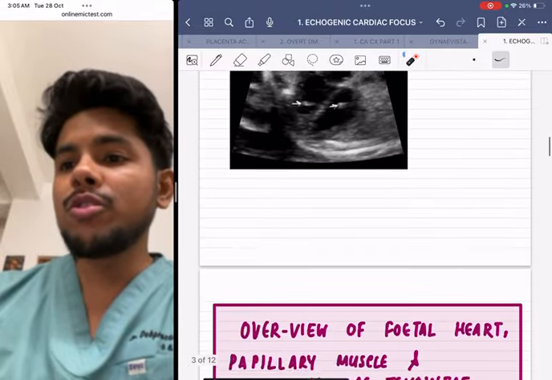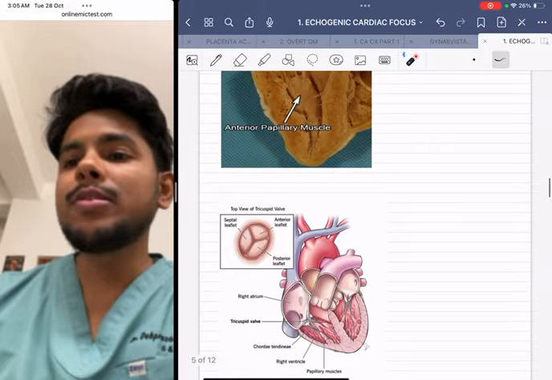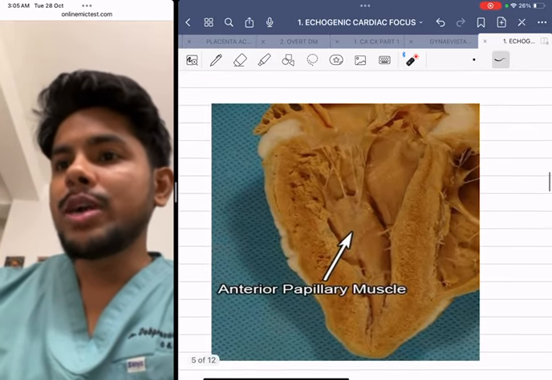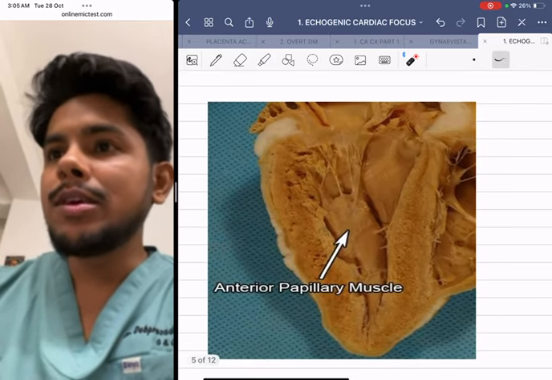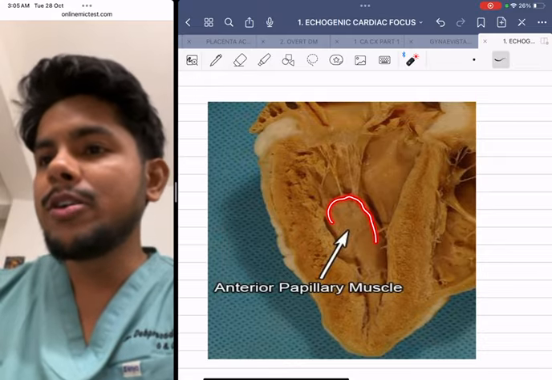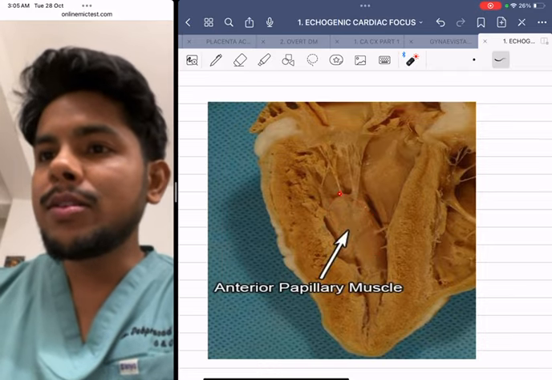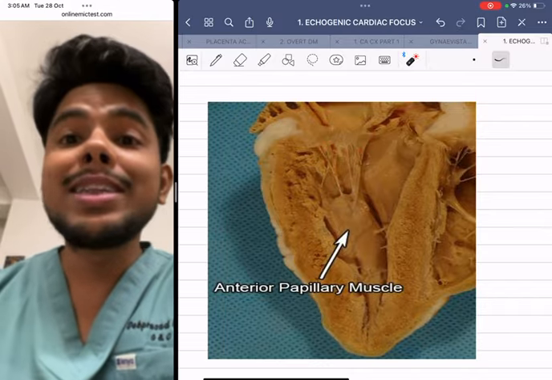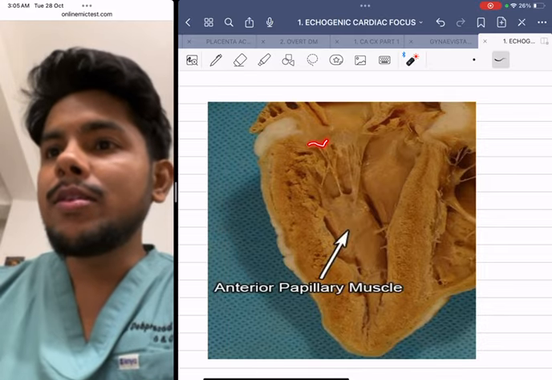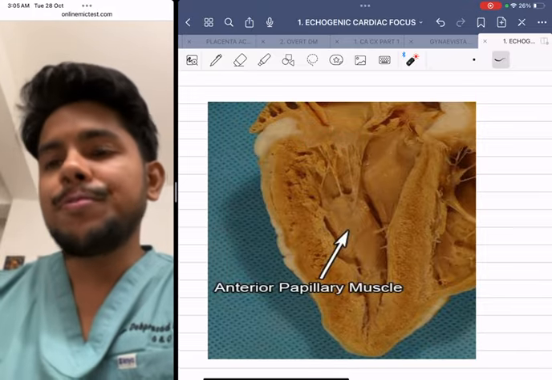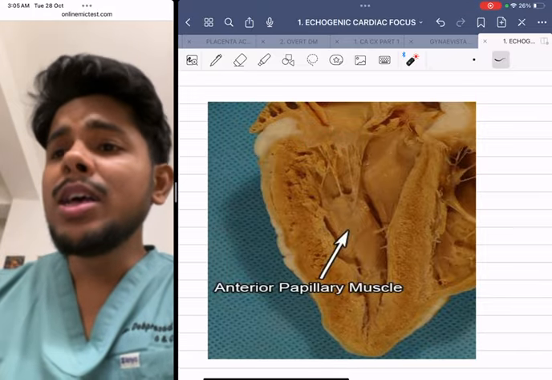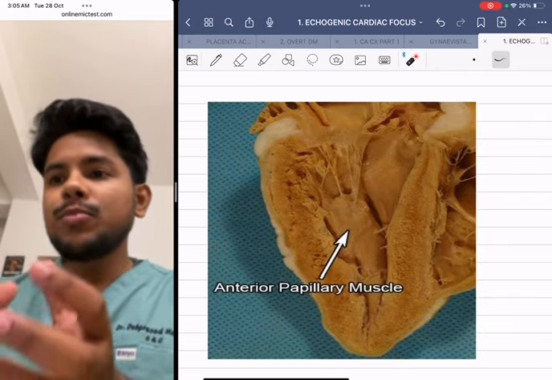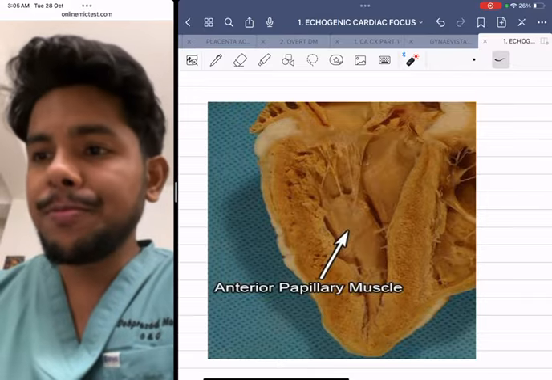Okay, so I'm just going to show you what exactly the papillary muscle is. So can you see this picture? I want everyone to look at this picture now. So these are the papillary muscles right over here. And you can see some string-like structures arising from the papillary muscles, known as chordae tendineae, and they are supporting the valvular leaflets. They are present on the interior of the lower chambers of the heart, or the ventricles.